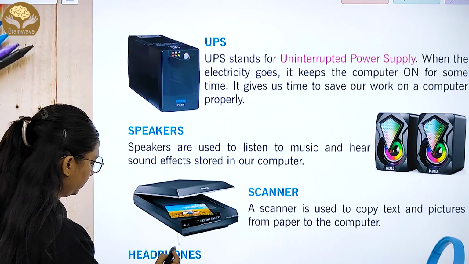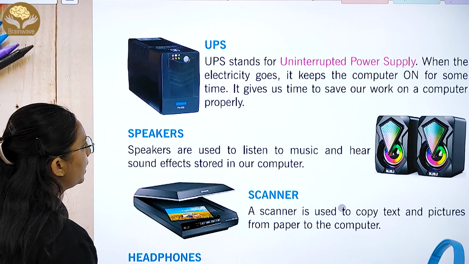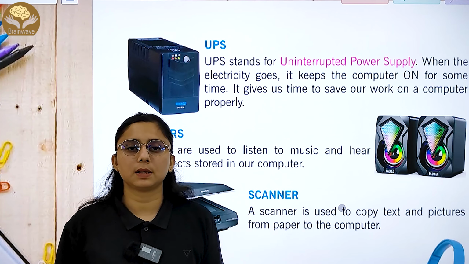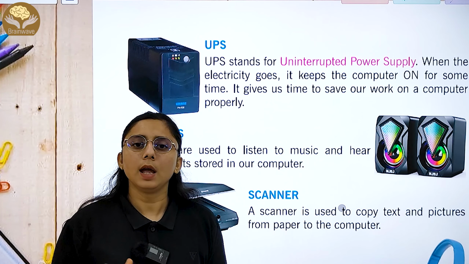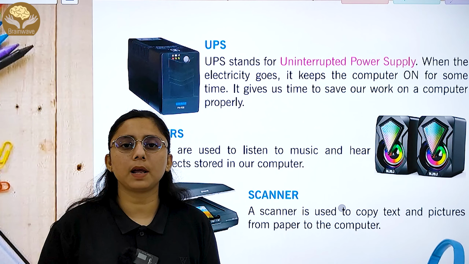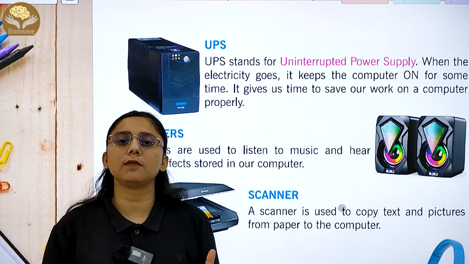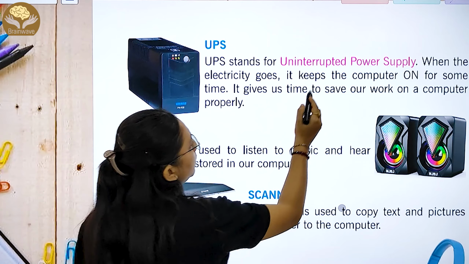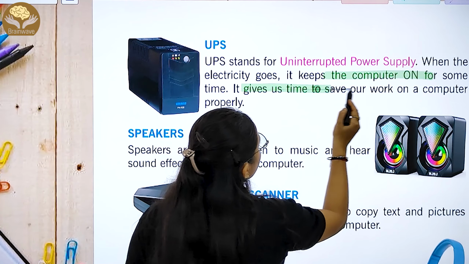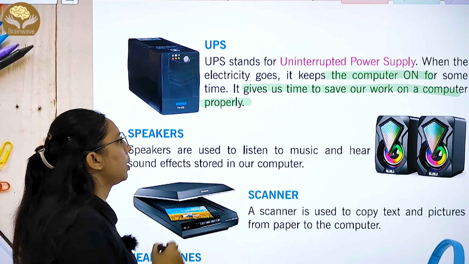Now UPS. What is UPS? It is uninterrupted power supply. Like when your electricity has gone, okay, off of electricity. It gives some electric supply for some time so that you can save your work without getting into an accident. It keeps the computer on for some time. It gives time to save the work on a computer properly.